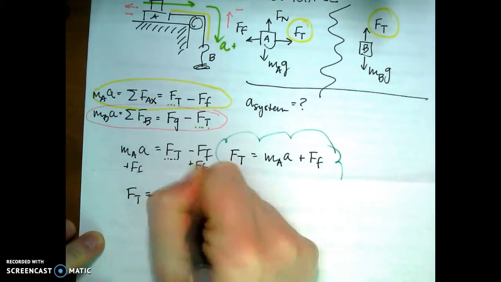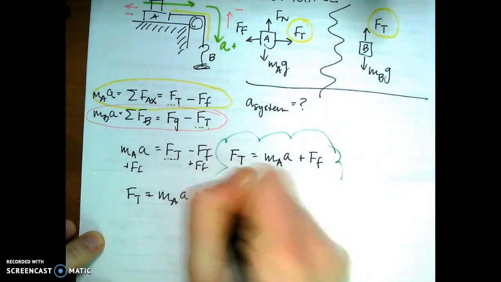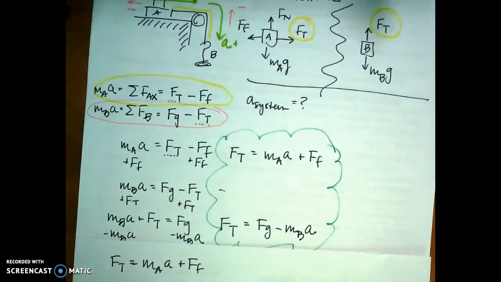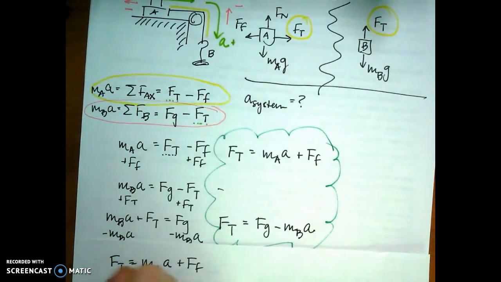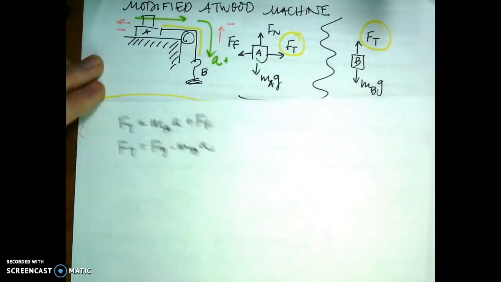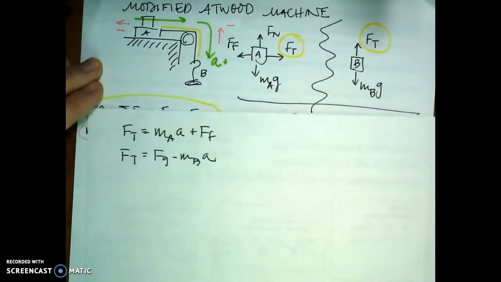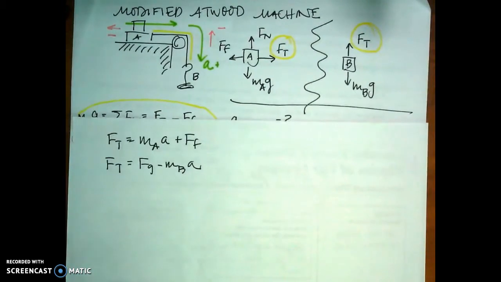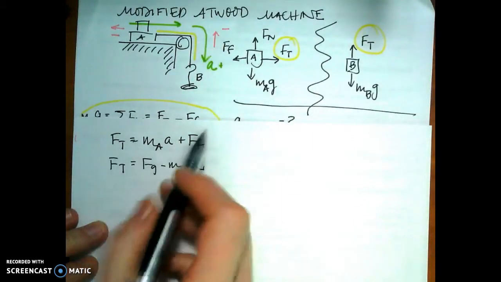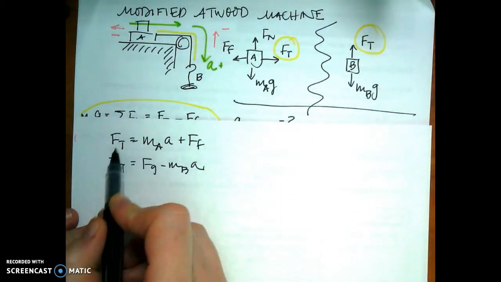Mass of object A times a plus F. And then the other one is the force of tension right here, Fg must be. Okay. We get punchy the longer we work on stuff sometimes. So, what I'm going to do now is set these two equations equal to each other.